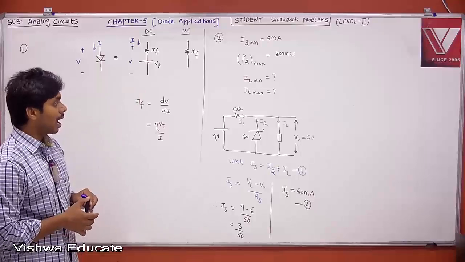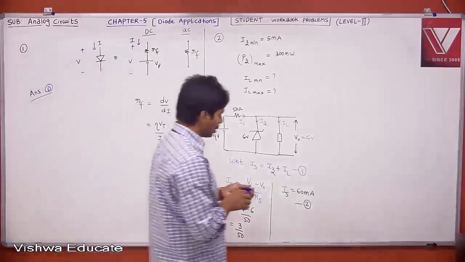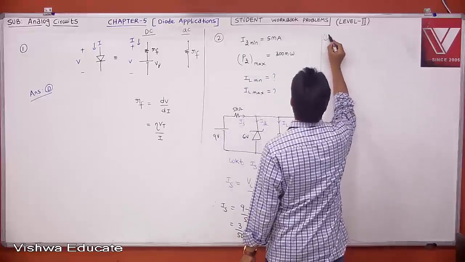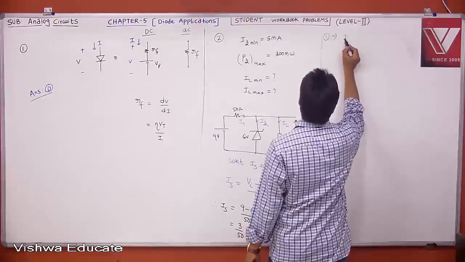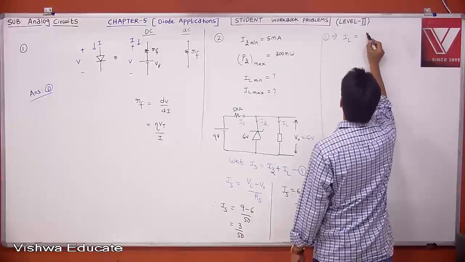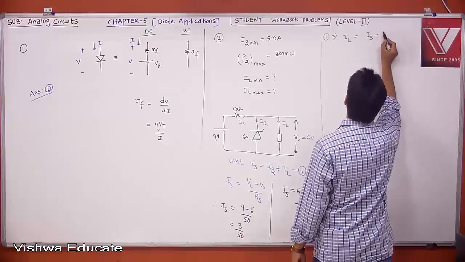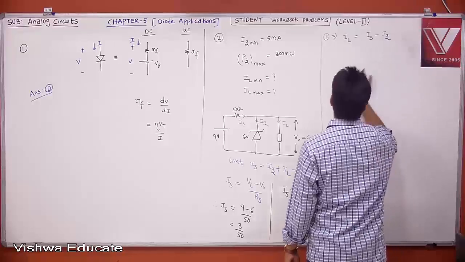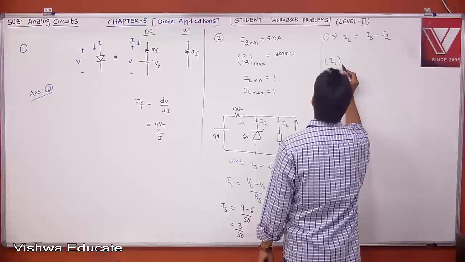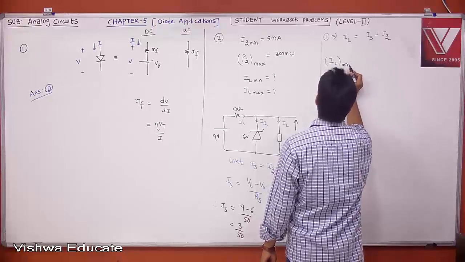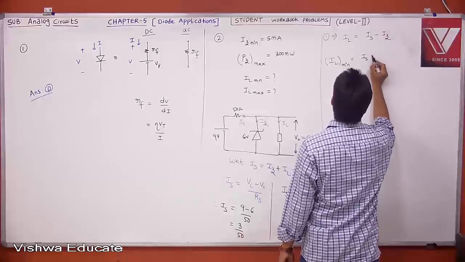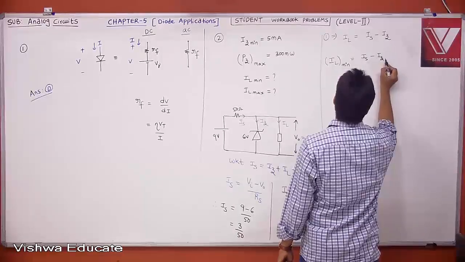Now, what do you want to find? We want to find IL minimum and IL maximum. Therefore, what is IL? Your IL is nothing but IS minus IZ. Right? Therefore, what is IL minimum? IL minimum is equal to, your IS is constant, this is minimum only when IZ is maximum.